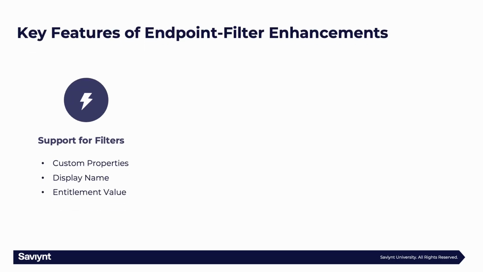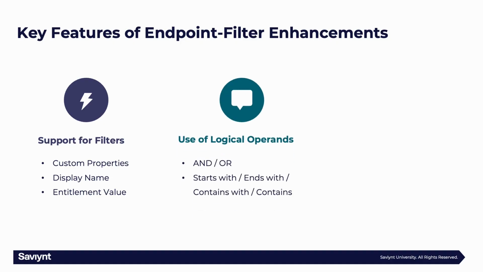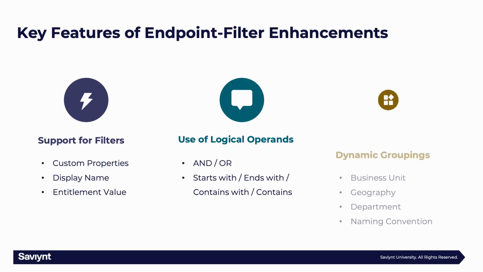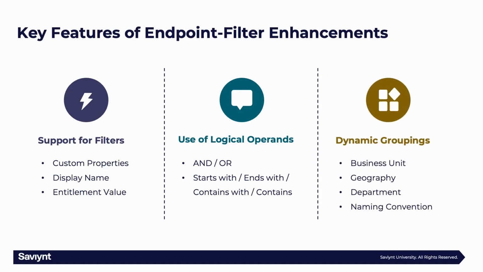In this update, we're excited to introduce a powerful new capability: user-friendly endpoint filters. The new filter entitlements are based on custom properties, custom property 20 to custom property 30, display names, or entitlement values. You can apply logical operators like and, or, and use pattern-based filters such as starts with, ends with, or contains. This makes it easy to create dynamic groupings of entitlements based on your organization's structure, such as by business unit, geography, department, or any internal naming convention.